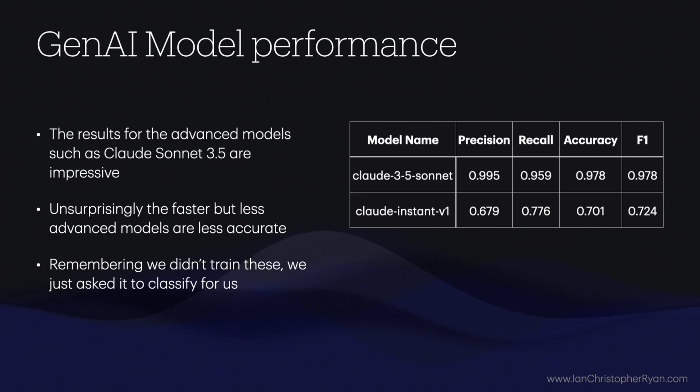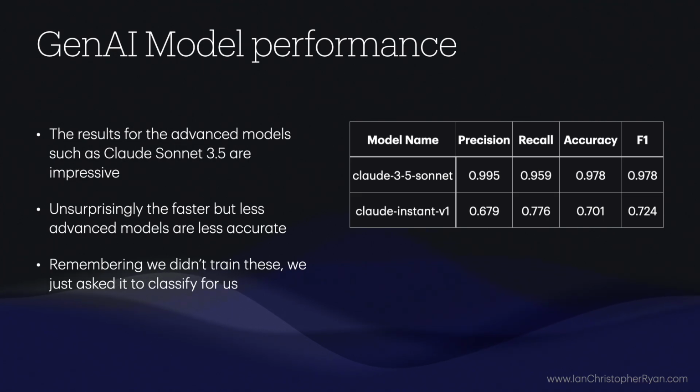How did it perform? Well, surprisingly well. The most surprising thing here is how well Claude Sonnet 3.5 actually did. We ended up with an F1 score of 0.978, which is really high. It is showing that our model is working incredibly well for detecting spam. And unsurprisingly, the faster but less advanced models, such as Claude Instant, did not perform as well.